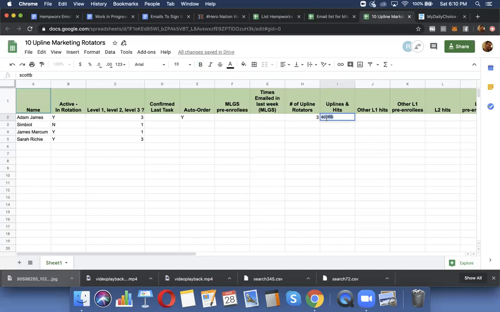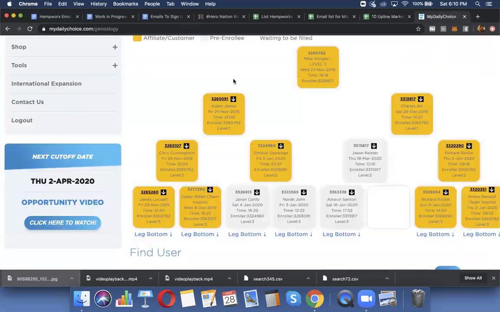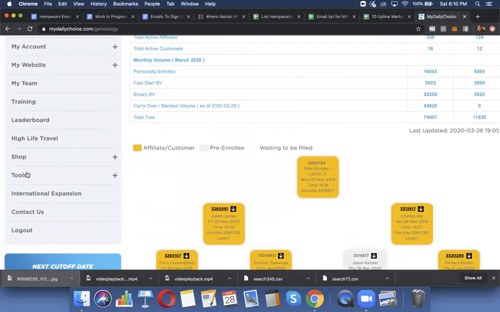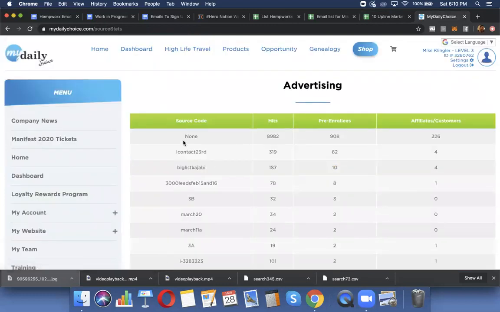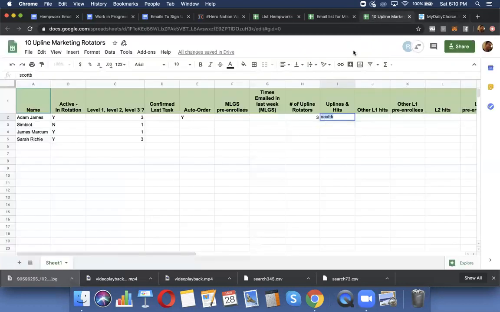The source code, which we'll talk about in another video, is how you track your results. And just showing you that real quick so you understand my language. If I go to tools and I go to advertising, it shows in here the source code. And so your upline's name, like let's say it's Scott B, would be here, and it would show how many hits you're getting. You'd want to use the same identifier, and we'll talk about that again in another video, but just so you understood what I was talking about.